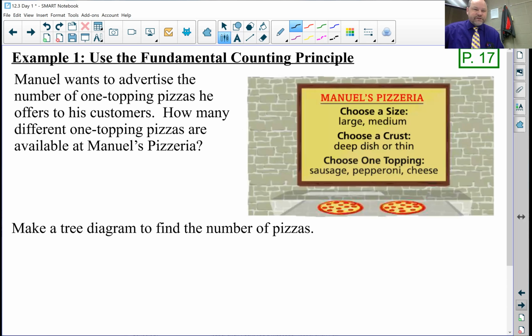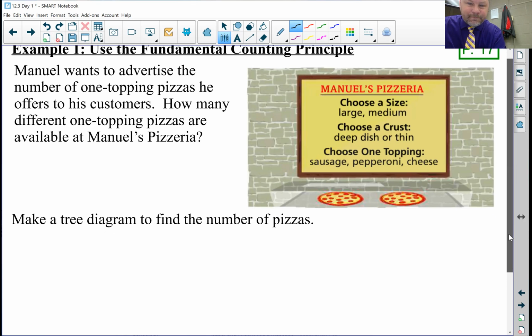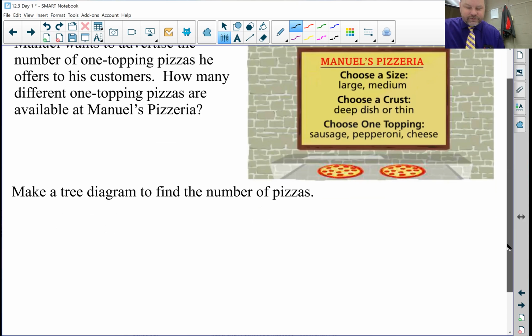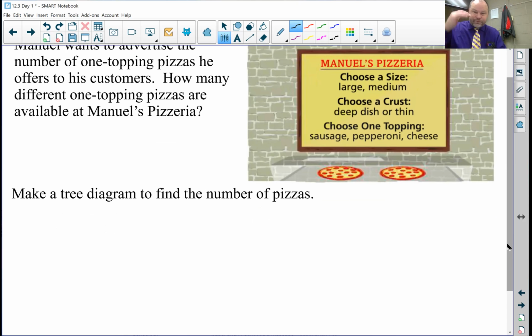So you could see it in something like this. Manuel wants to advertise the number of one-topping pizzas he offers to his customers. How many different one-topping pizzas are available at Manuel's Pizzeria? It says make a tree diagram to find the number of pizzas. So I'm going to make a tree diagram. We've got 3 different categories we're going to choose one thing from.